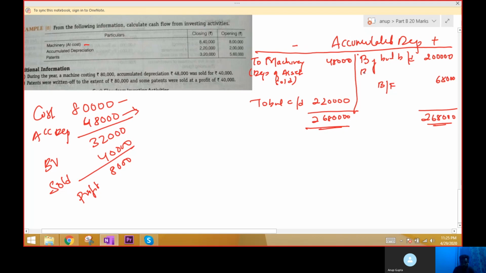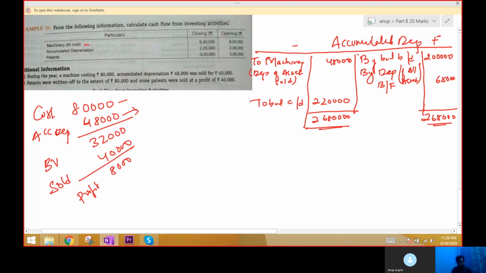And what is this balance? The balancing figure coming on the credit side means it will increase. Accumulated depreciation will increase every year with the amount of depreciation. So this is the depreciation for all assets. I hope the making of this account is clear.